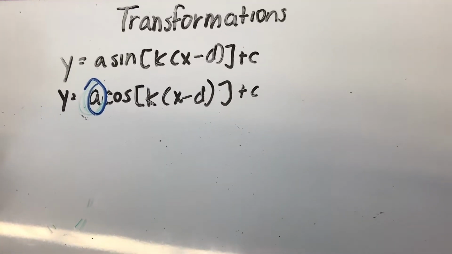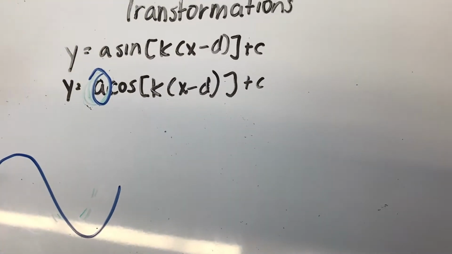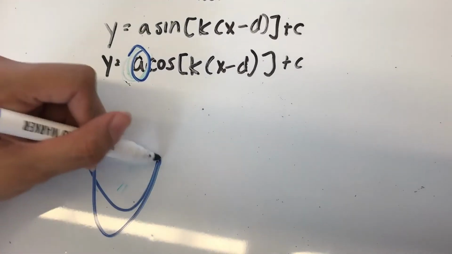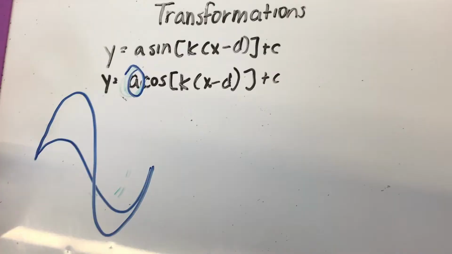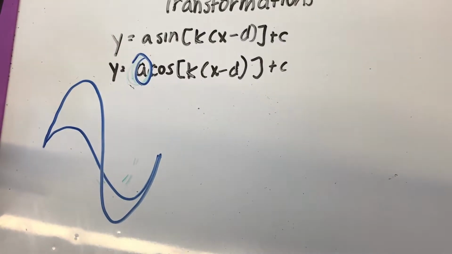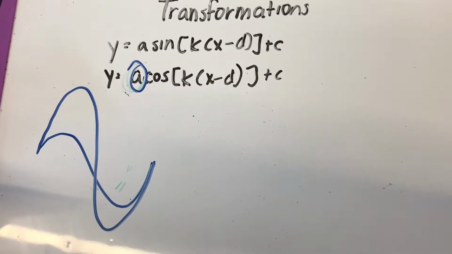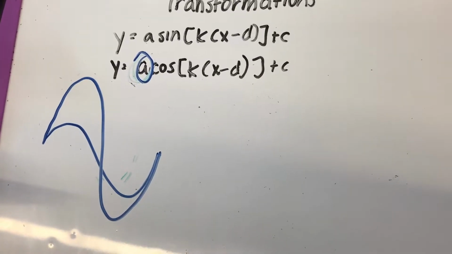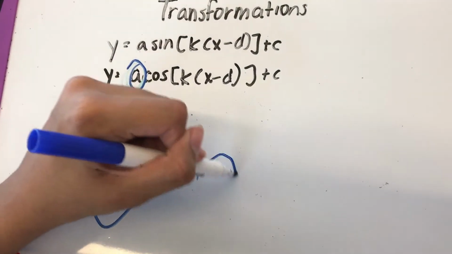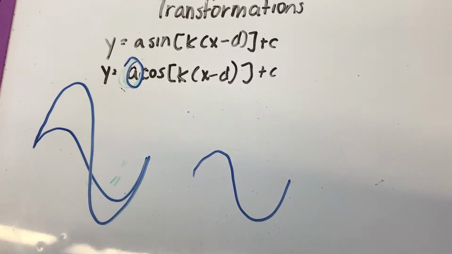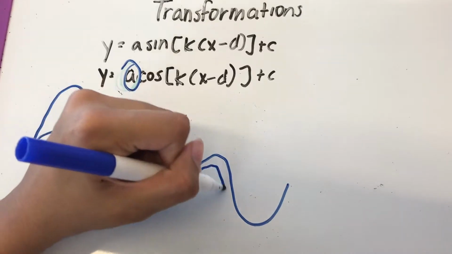So if the base graph were to look something like this, our A value, if vertically stretched, would be something like this. Now, if A is less than 1 but more than -1, the function is vertically compressed. So if A were to be 0.5, then it would be vertically compressed. So if our base graph were to look something like this, then our new transformed equation would look something like that.